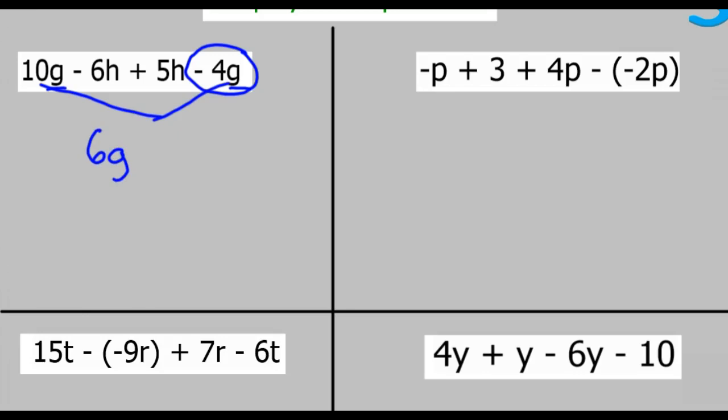Now I've got to see if I have any other like terms. Here I have a negative 6h. Okay, now I'm looking for another h. Oh, there's another h. I know that I can combine these two. So here I have a negative 6h plus 5h. Negative 6 plus 5 gives me negative 1, or negative 1h. Another way to write this would be 6g minus h. We don't need that 1 in front. We can have it, but we don't need it.